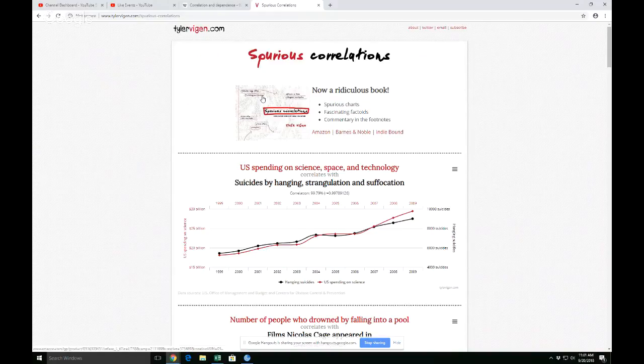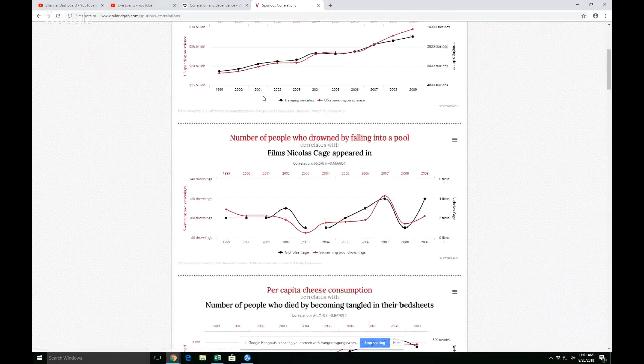How about this one? The number of people who drown by falling into a pool must be caused by films Nicolas Cage appeared in, right? I watched a Nicolas Cage film, it just made me want to drown. But you can see that looks highly correlated, doesn't it? There's got to be some sort of relationship there.